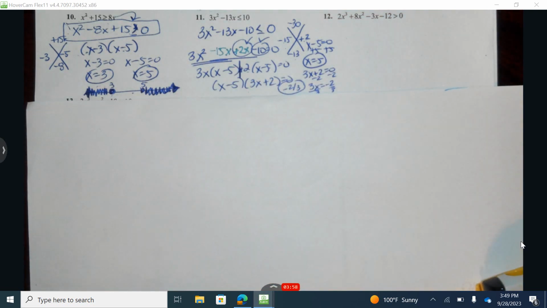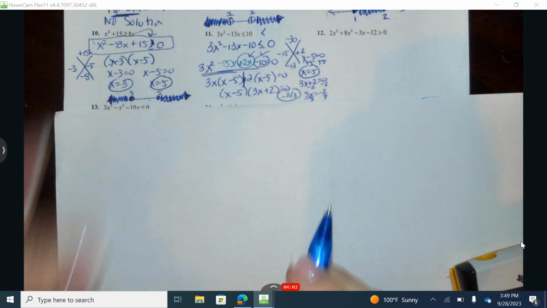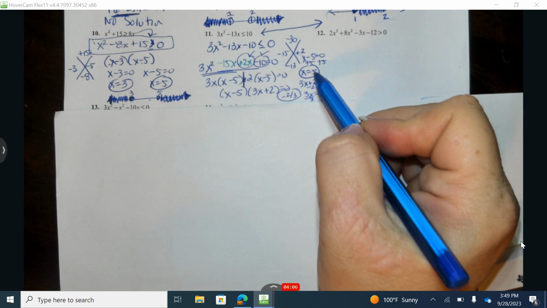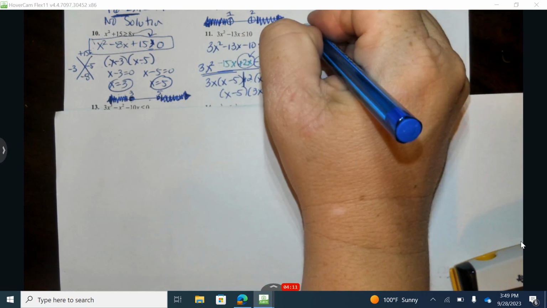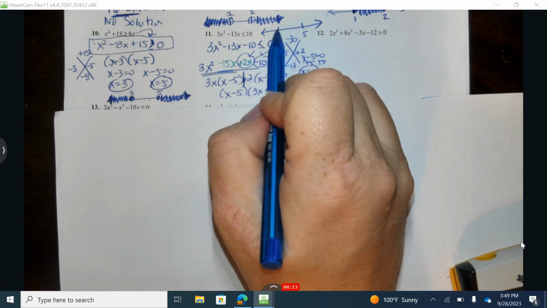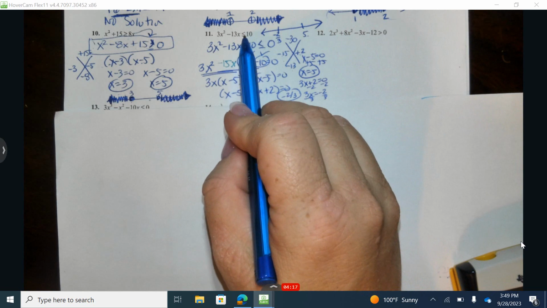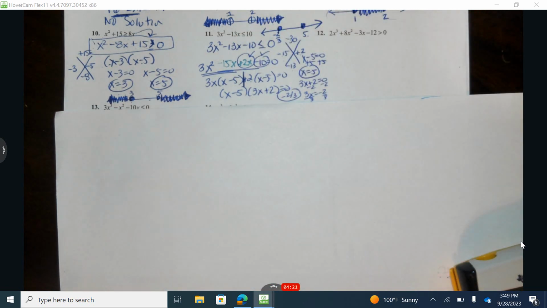Okay, I don't have much room here. Let's see if I can draw a space right up here, and I'm going to move this down so you guys can see it. Okay, here is my number line for number 11. So I have a 5 and a -2/3. The negative always has to go, obviously, to the left of the positive. So -2/3 and 5. Now notice we have a less than or equal to. So at both of these places, I'm going to fill them in.